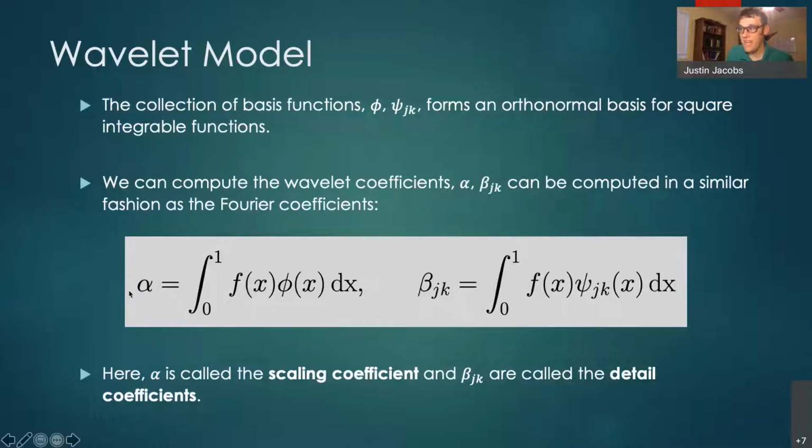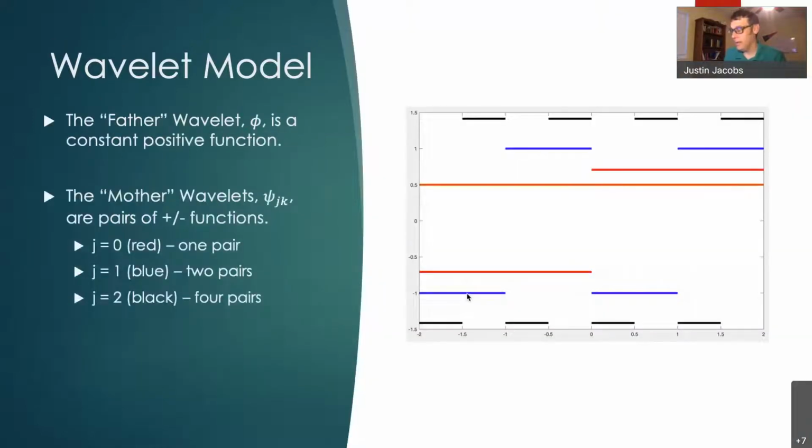Alpha here is called the scaling coefficient. That's like that constant function. And then the betas are going to be the detail coefficients, and that's what's going to adjust the different heights of the basis functions. All right, so all we have to do is compute those again. Again, we have to do numerical integration when we're out in the wild. Actually, I do this with the route, so we'll see the numerical result.